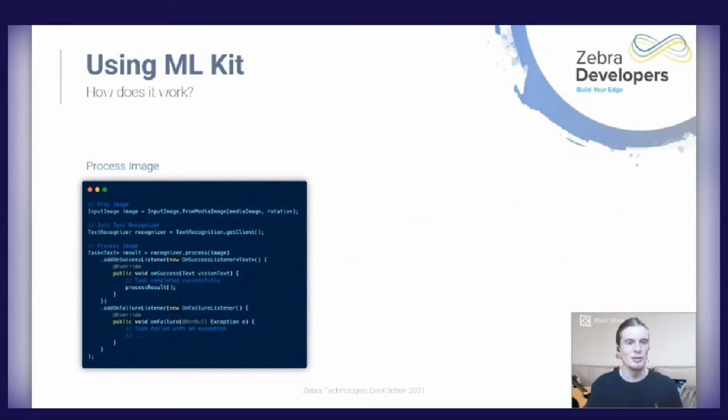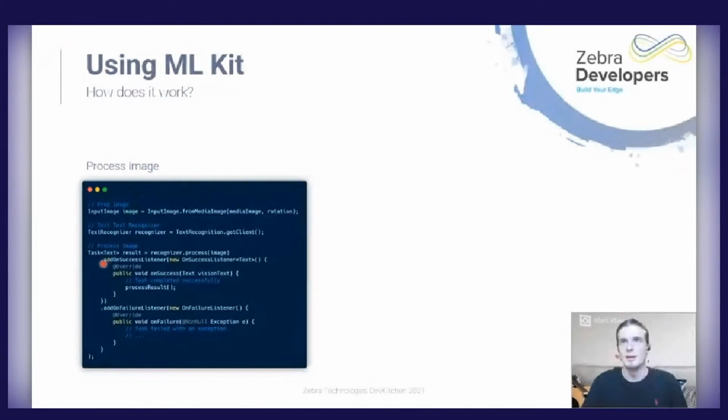So on the left-hand side here are the first 3 steps of the previous slide. The first thing we need to do is create our input image. We're just loading this from a media image in this case, providing the rotation of that image. We're then initializing our instance of the text recognizer. Again, this is just a very simple one-liner: we're just calling getClient on the text recognition class. And then we're attempting to process this image, so we call recognizer.process, and we pass through this input image that we created.